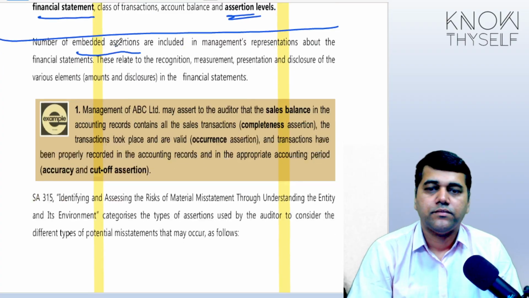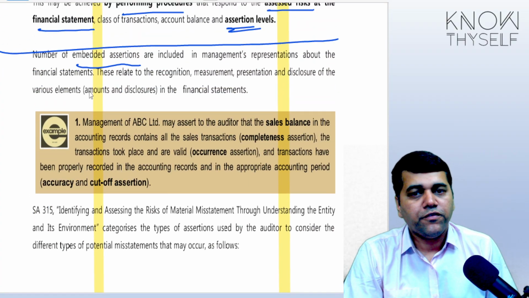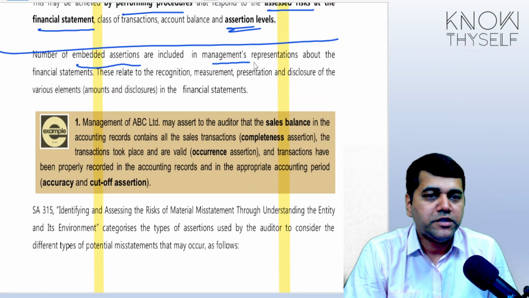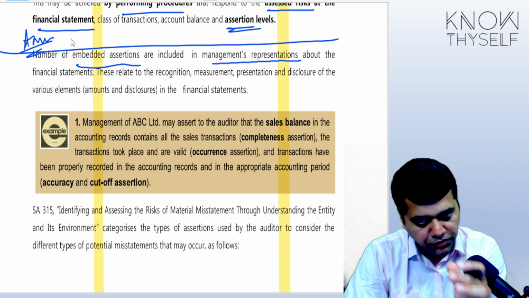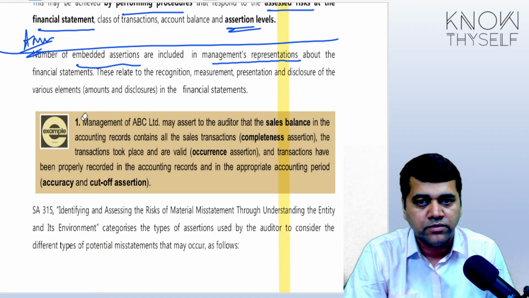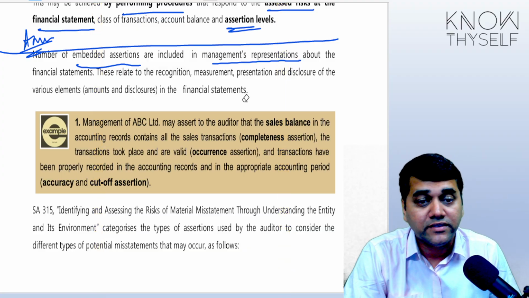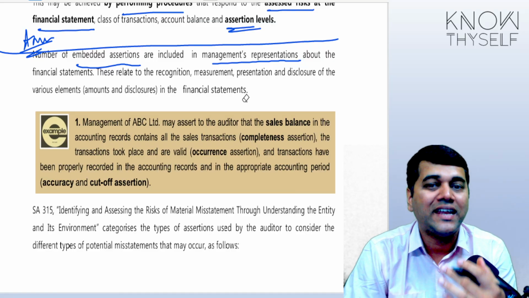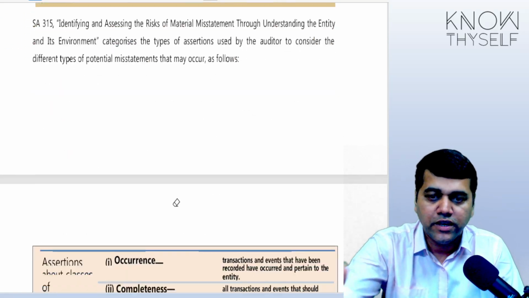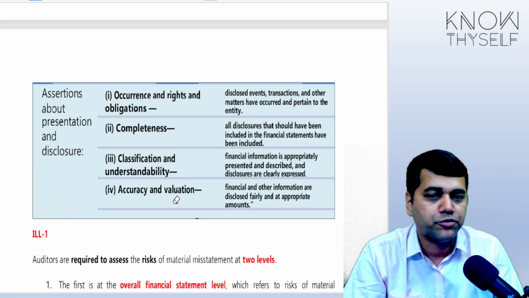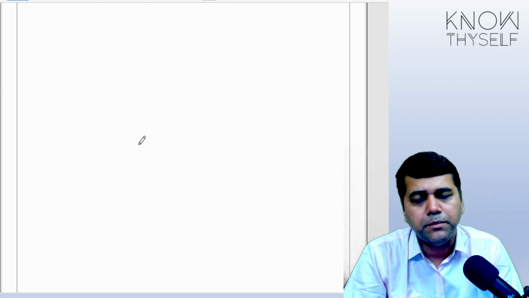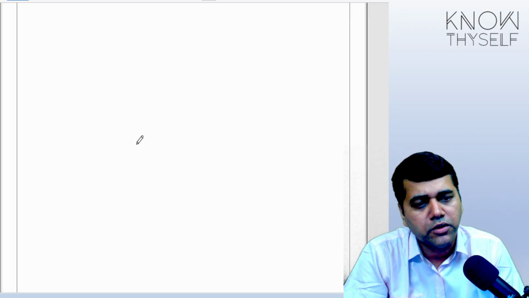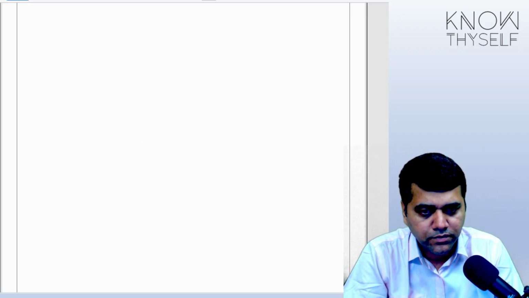Next, the number of embedded assertions included in the management's representation. Okay, we have to give a heading called assertions. So before I explain what an assertion is, I want to give you one very simple example to make you understand what an assertion is, because next we are going to talk about different types of assertions. Okay, I'll ask you one very simple and very basic question, students, which you must have come across in your day-to-day life also.